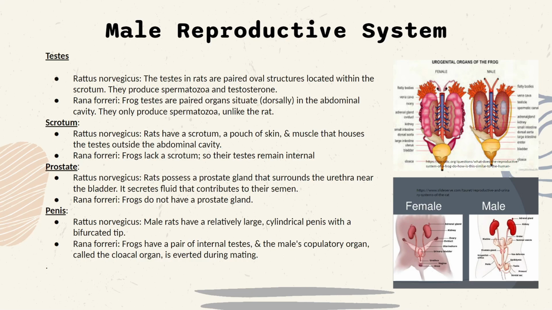For the frogs, they have a pair of internal testes, and the male's copulatory organ, called the cloacal organ, is everted during mating, meaning it only comes out during mating.